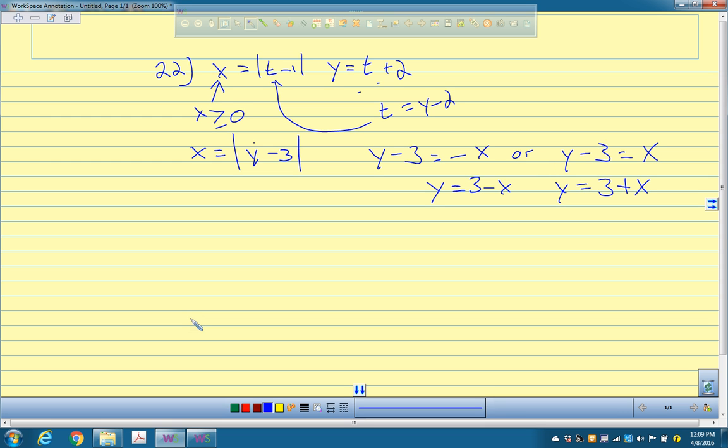So x would have to be greater than or equal to 0. Yeah? More questions? Oh, you asked me about 38. You can't do 42 until you do 38. All right.